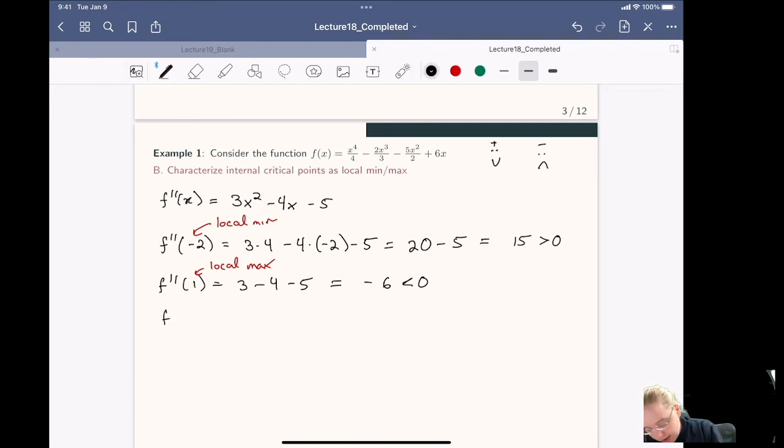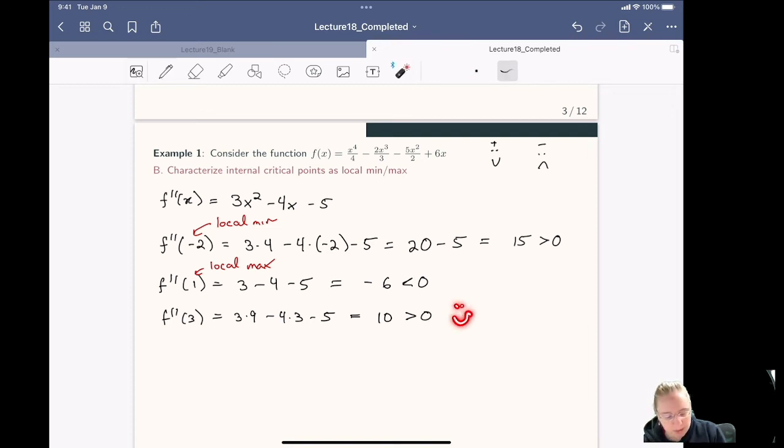Finally, we have f double prime of 3. If we work this out, we have 3 times 9 minus 4 times 3 minus 5, which comes out to being equal to 10. And this is greater than 0. So once again, this is a smiley face, and so this is a local min.